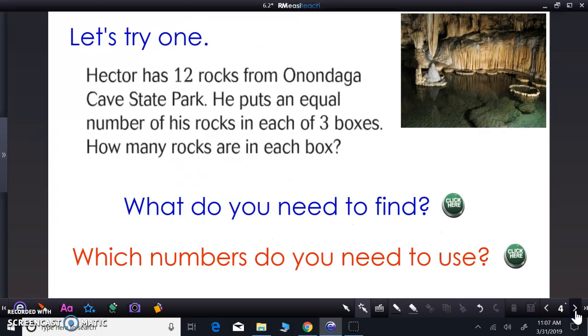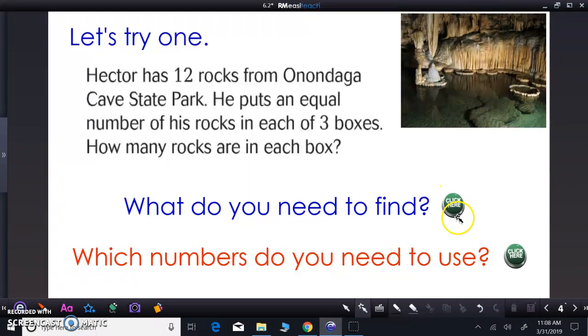Hector has 12 rocks from Cave State Park. He puts an equal number of his rocks into each of 3 boxes. How many rocks are in each box? So let's take a look at this problem. We already know our total number of rocks that Hector has. That signals that we're dividing. We also know the number of groups of rocks that Hector has, and they're represented by the 3 boxes.